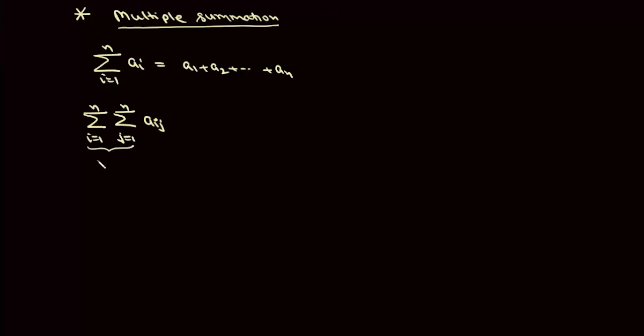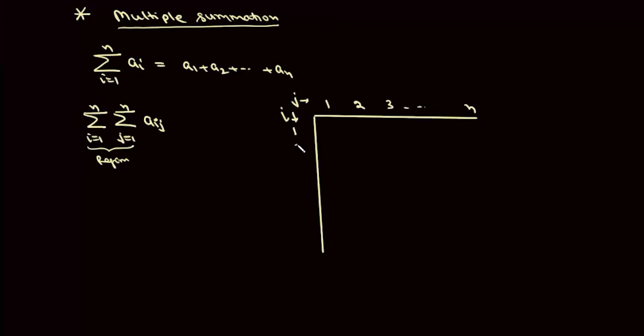Before solving any double summation, first we should understand the region and the points. We need to understand the region from which we have to choose the values of i and j. Since both i and j can take the values from 1 to n, we'll form a rectangular grid. i will be your row and j will be your column. So j will take the values 1, 2, 3 up to n, and i will also take values from 1 to n.